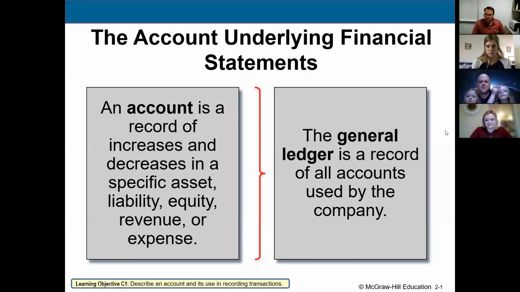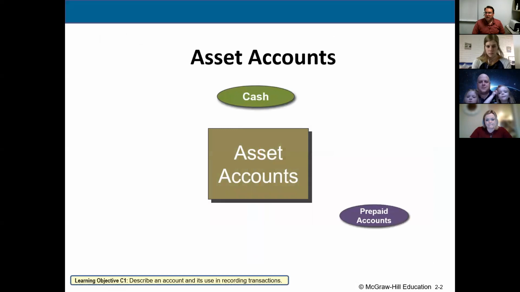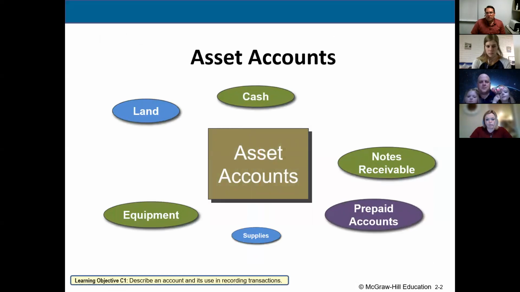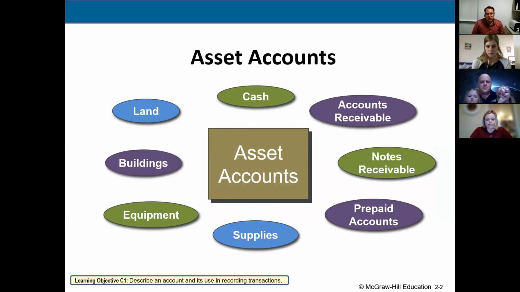So that's the definition of an account and a general ledger. Asset accounts are things that a business owns, that we use for the purpose of doing business. The most common asset is cash. Every business needs cash to operate. Accounts receivable is money that's owed to the business by customers. A lot of times when you just say to a customer, hey, you can pay me in 30 days, that creates what's called an accounts receivable.